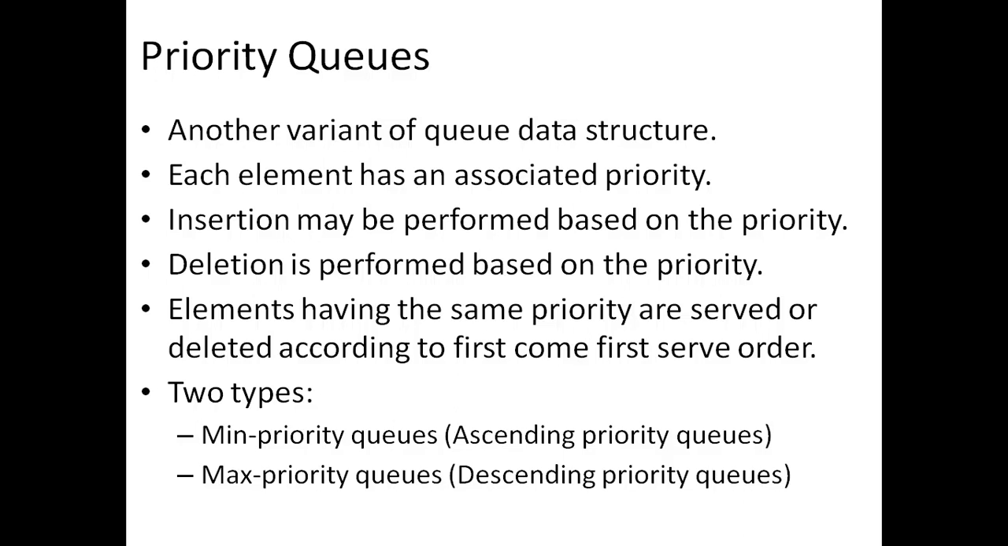Accordingly, there can be two types of priority queues, a min priority queue and a max priority queue. Min priority queue means the lower the value, the higher the priority, and vice versa is the case when we work with max priority queues. That is, the higher the value, the higher the priority.